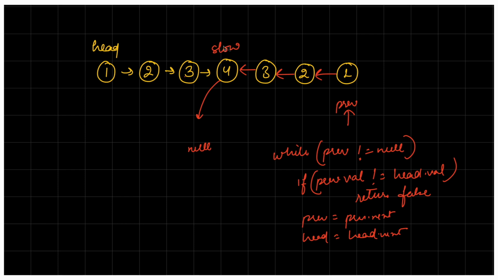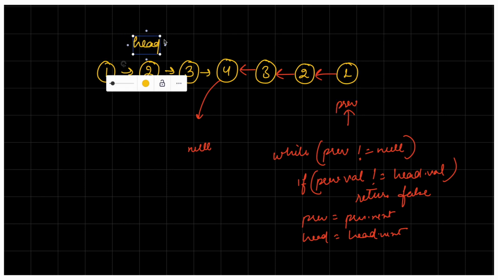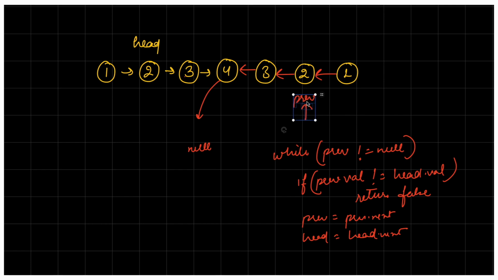So now what will happen? Let me remove this slow as well because it is not needed now. Your head is 1, your previous is 1. Both of them are equal, so make your head point to the next and your previous will also point to its next. Once again, 2 and 2 are both equal. We need to check this condition. If they are not equal at any point in time, we will return false.